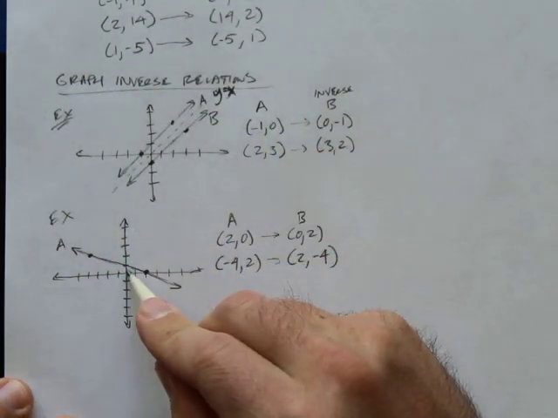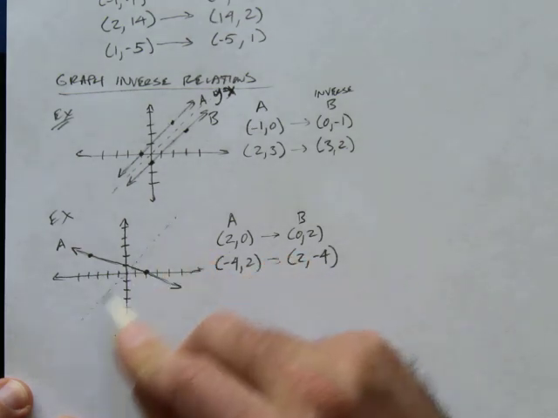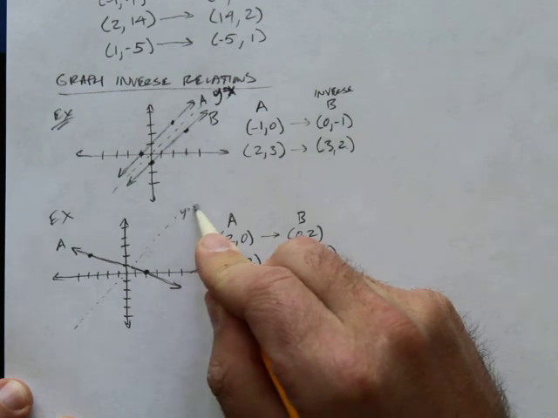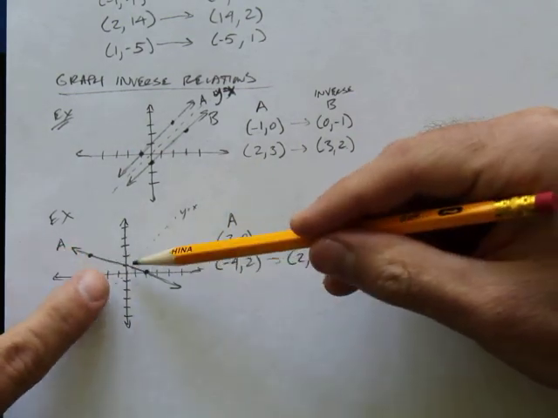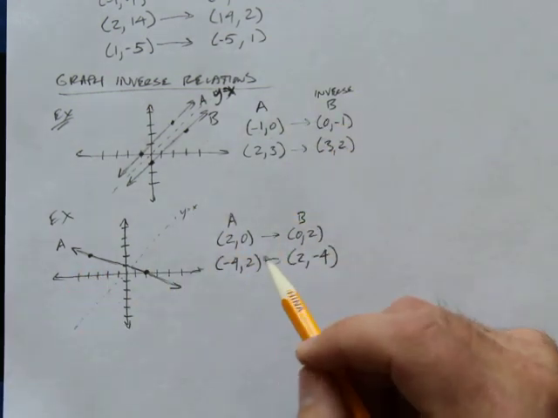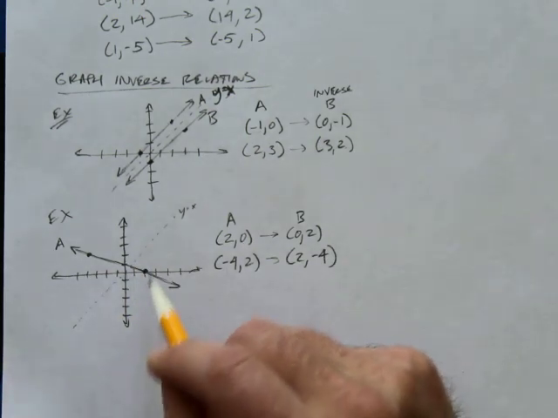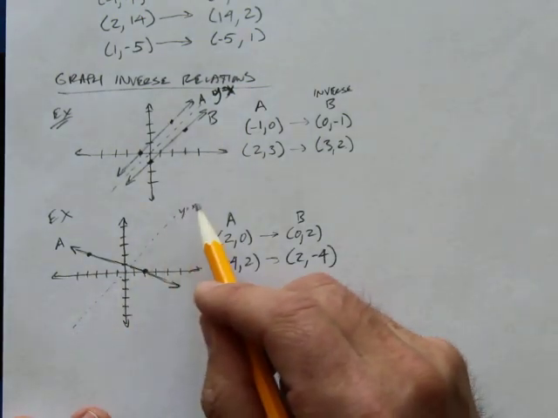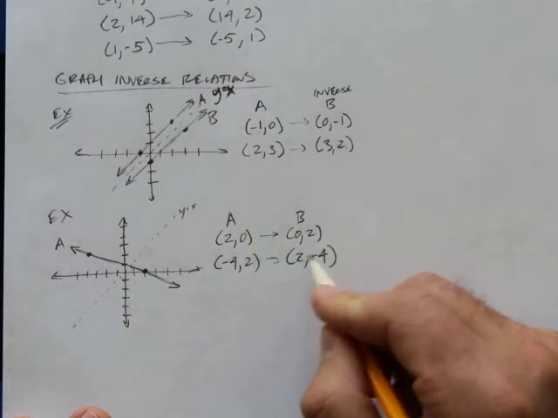And then if I were to draw this y equals x here, I'm going to mirror A across y equals x. And if that's confusing, sometimes it's kind of hard to see what that should look like. Don't worry about it. You don't need to worry about y equals x so much. You just need to plot these points correctly and you're fine.